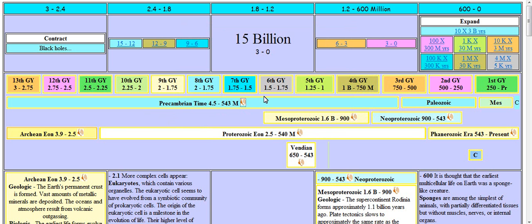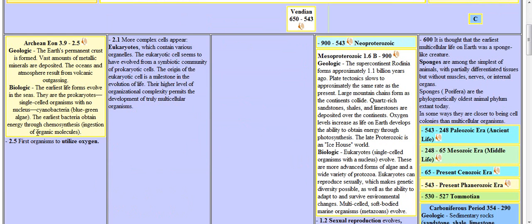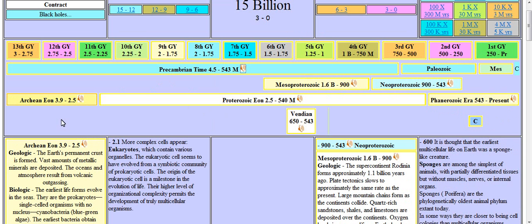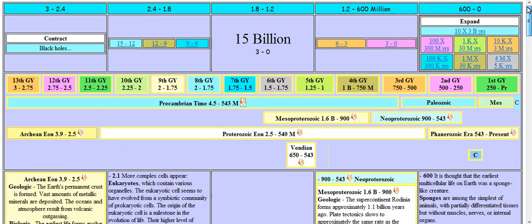So here's Precambrian time, Mesoproterozoic time, Neoproterozoic time. So I have the traditional kind of timeline here, and then below you have the actual explanation of it. So like an Archean eon is this. So here's from 0 to 600 million years ago, this column. Here's 600 million to 1.2 billion years ago, 1.2 to 1.8, 1.8 to 2.4, and up to 3.